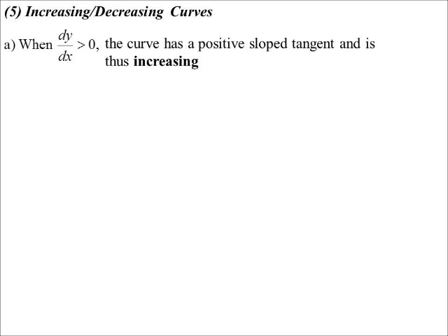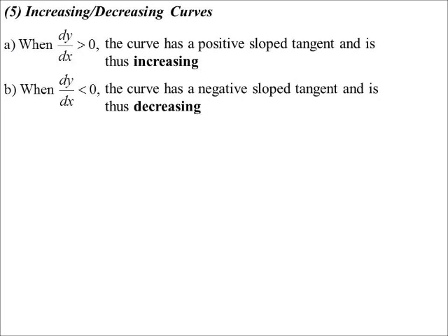Okay, increasing or decreasing curves. The slope of the tangent tells you whether a curve is going up or down, because if a curve's going up, the tangent must have a positive slope. If a curve's going down, the tangent must have a negative slope. So if the first derivative is greater than 0, I know the curve's going up, or it's increasing. If it's less than 0, the curve's going down, or decreasing.